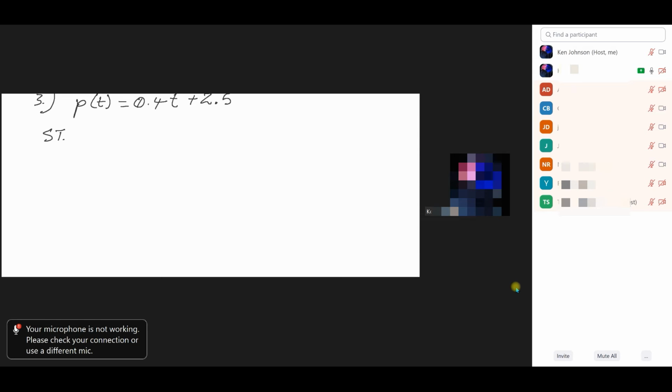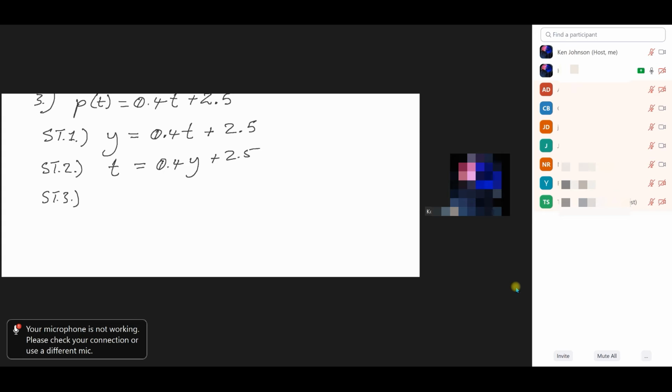All right, so step 1. Notice now, step 1. I'm going to replace P of t with y. Right? 0.4t plus 2.5. t is the variable in the usual spot of x. Now we're going to interchange y and t, right, for step 2. So we'll have t is equal to 0.4y plus 2.5.